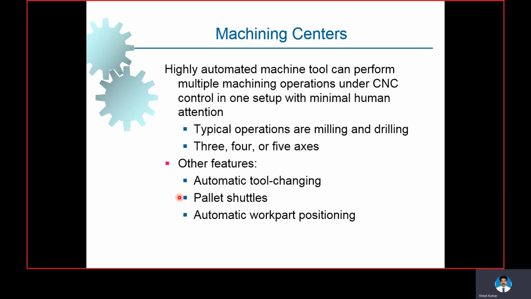Machining centers are highly automated machine tools that can perform multiple operations under CNC control in one setup. That is called a machining center. Typical operations are milling and drilling. 3, 4, or 5 axes are available, and important features are automatic tool changes. Tool changes can be done automatically, and automatic work part positioning, etc.